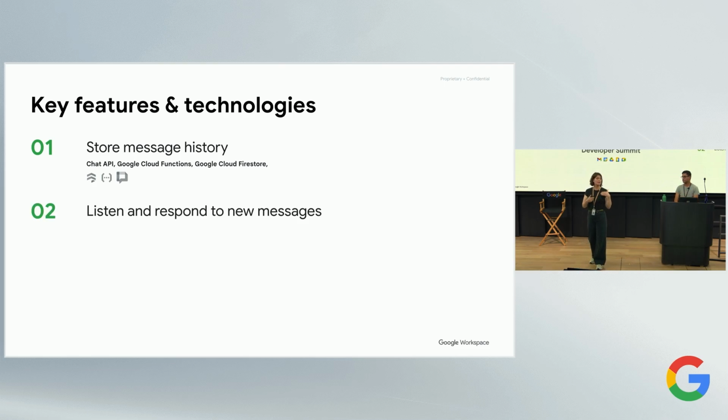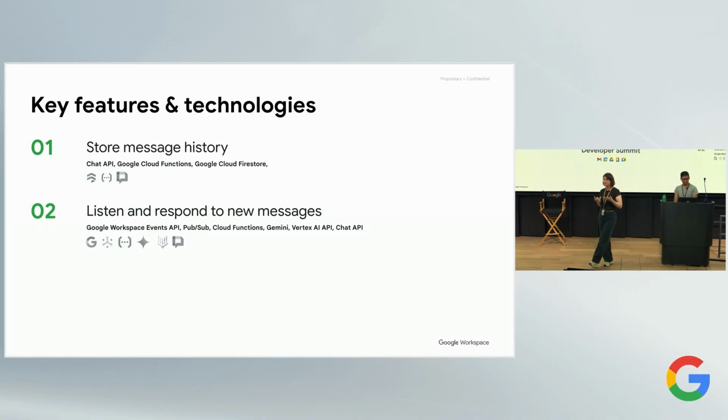Next, it needs to be able to listen and respond to new messages in the space. So to do that, we have the Google Workspace Events API, which will create a subscription in the space. And so anytime new message activity happens, a new message, updated messages, deleted messages, the chat app is going to know about it. And then when these new messages come in, we need a way for Gemini to come in to tell us, is there a question here, and how do we answer it?